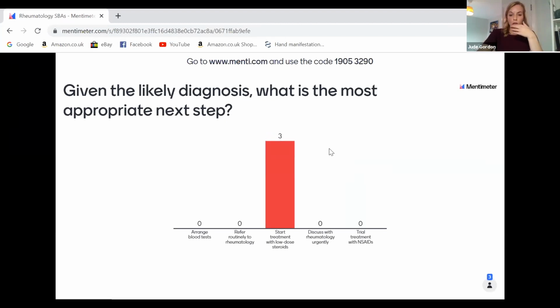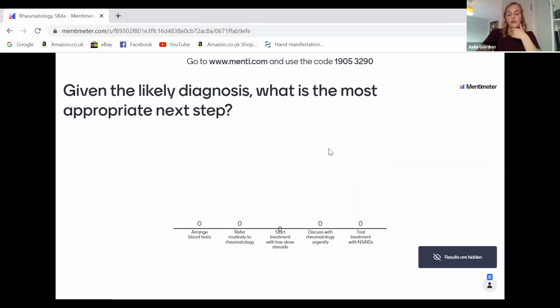I'll just see if anyone's going to say anything different. I'll give you a little bit more time to answer this one because we've not got as many responses. I'm trying to think about what's the difference between this case and the first one, and how might that change your management?